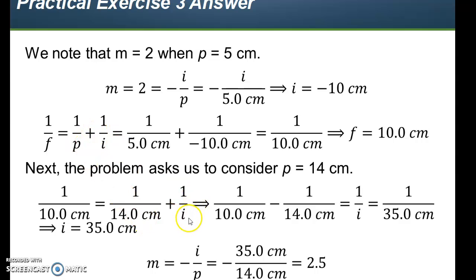And now we can solve for i, right? So 1 over i is going to be 1 over 35.0 centimeters. So the magnification is going to then be 35 centimeters over 14 with a minus value there. And you'll notice that in this particular one, it ends up being a positive sign on this.